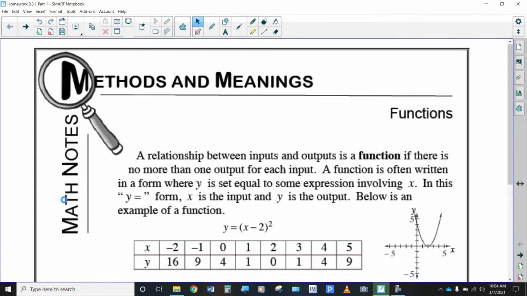Alrighty, let's take a look at our homework for lesson 8.3.1. First off, you were introduced to functions today. We're going to learn more about it in part 2 of the lesson. A relationship between input and output is a function if there is no more than one output for each input.